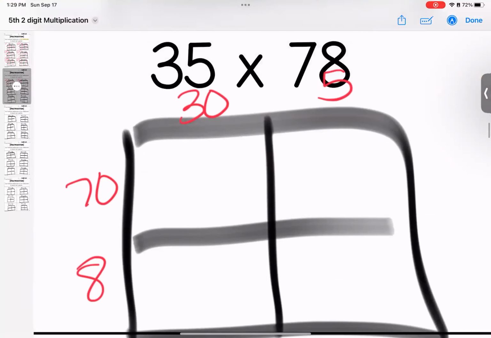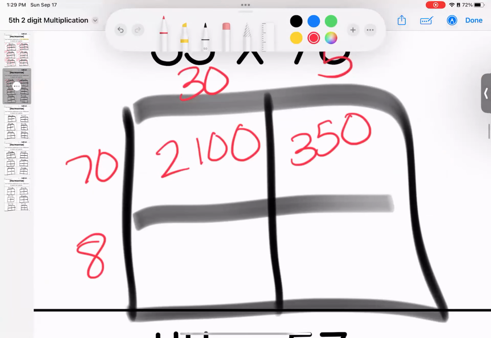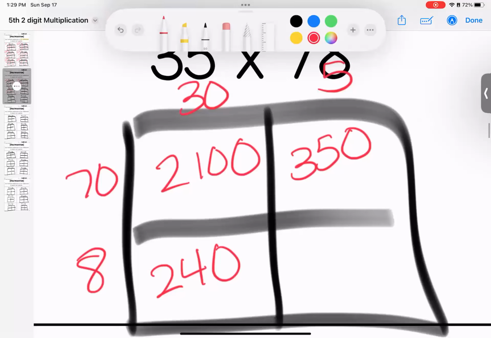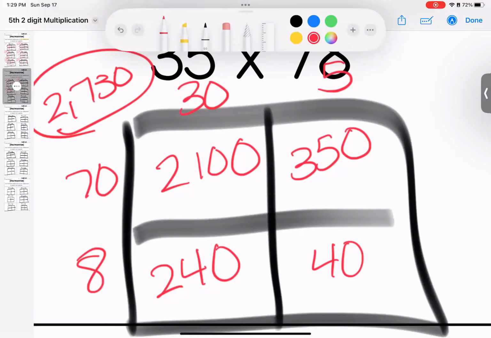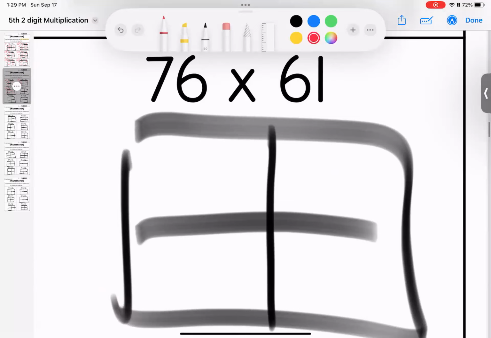Down to the middle, I have a 30 and a 5, a 70 and an 8. 7 times 3 is 21, 2 zeros. 7 times 5 is 35 with a 0. 8 times 3 is 24 with a 0. And 8 times 5 is 40. Altogether, 2,730.